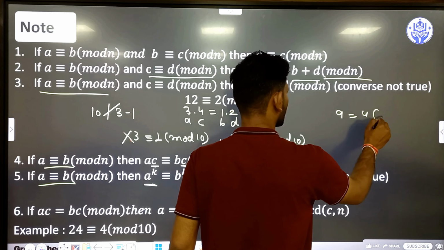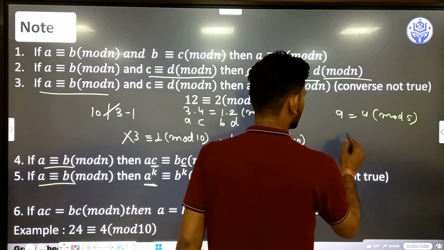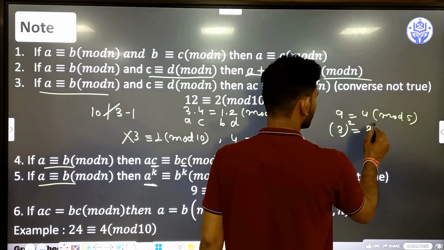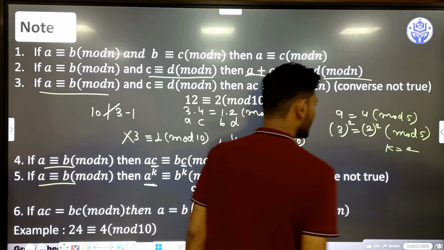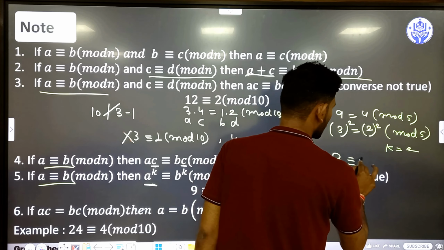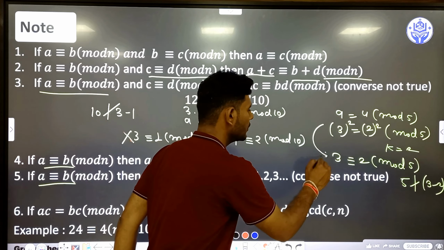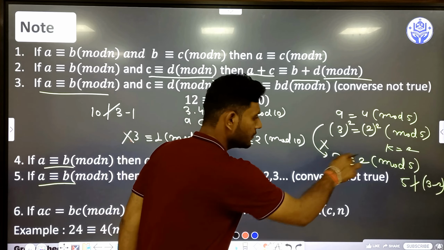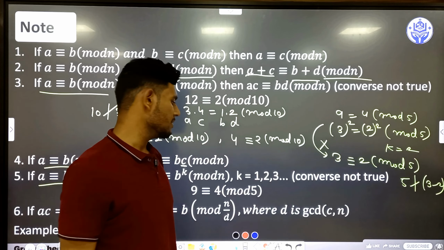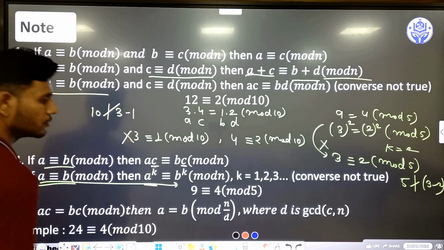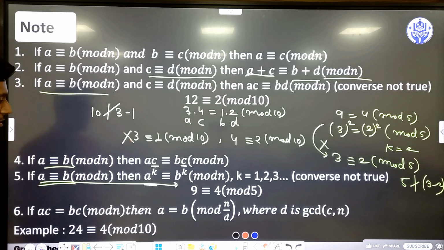9 is equal to 4 mod 5. What is this? 3 power 2, and 2 power 2 mod 5. My k is equal to 2 here. Is it really like this, that 3 is congruent to 2 mod 5? Because 5 is not dividing 3 minus 2, it is not congruent modulo, but its power is congruent modulo. So from here to here it is not true. But if it is not true because it is not congruent, then how can I take the power for this? So this is the case. From here to here it is true, but here to here it is not true. The converse is not true here.